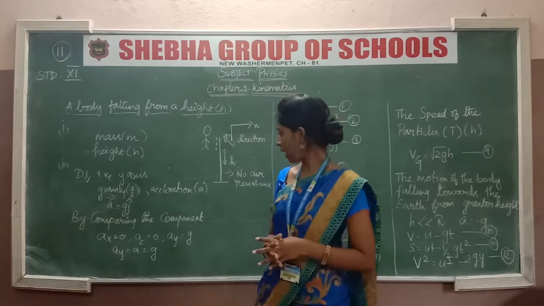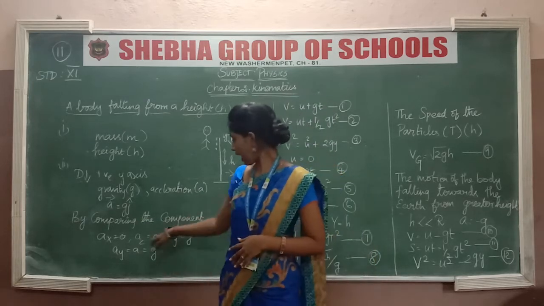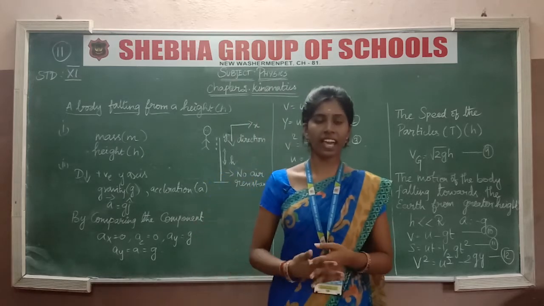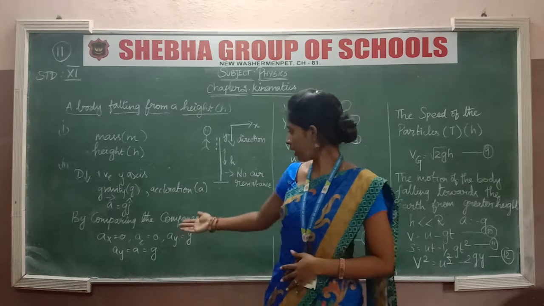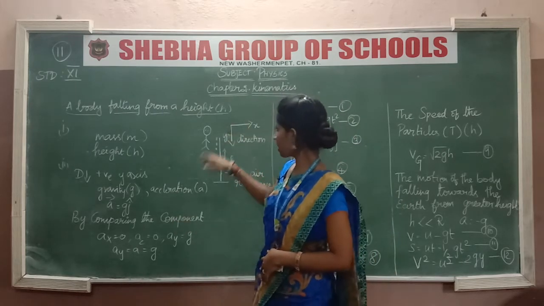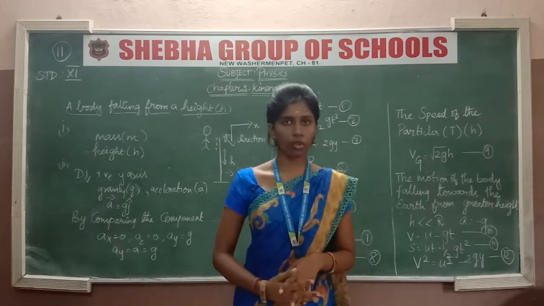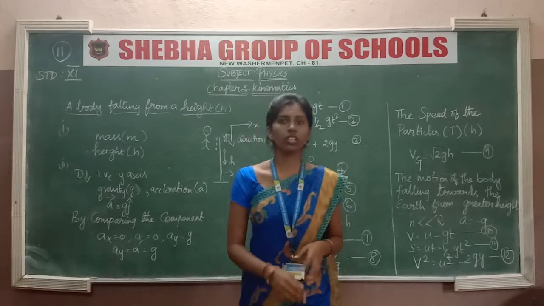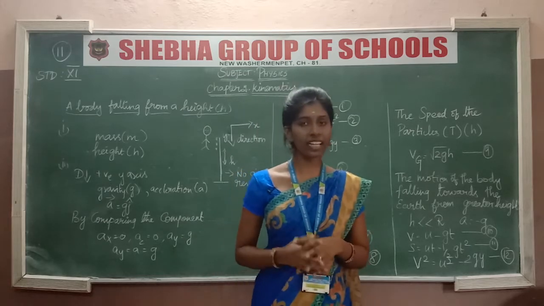So by comparing the components, the three directions will be taken. ax is equal to 0, and az is equal to 0, because there is only one direction, so no vector is formed in the other axes. So ay is equal to g. The y axis will be taken as gravity.